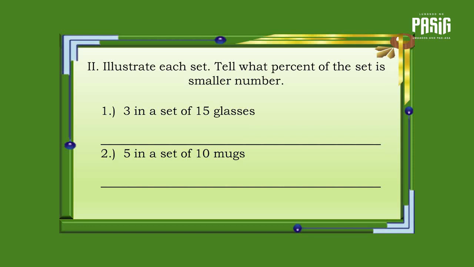Next, illustrate each set. Tell what percent of the set is the smaller number. Number 1. 3 in a set of 15 glasses. Number 2. 5 in a set of 10 mugs. Okay, take note, class, that all the answers to your activities and to your post-test will be shown at the last part of this video.